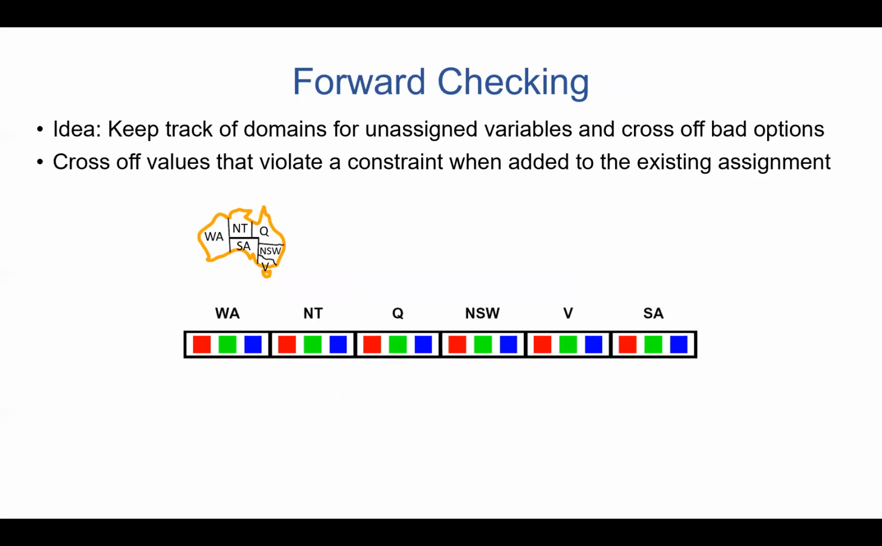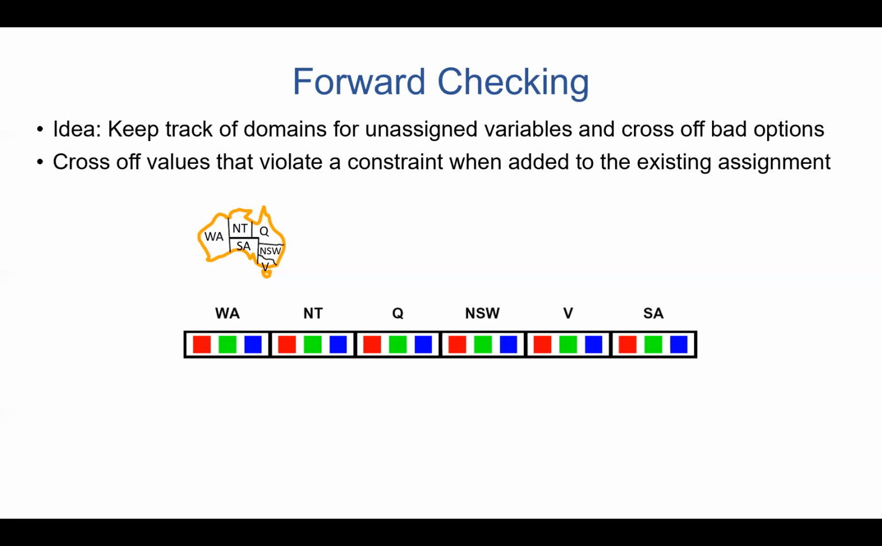One way to improve backtracking is forward checking. Look at the next step. Look at the next future step and see what the idea is. Keep track of domains for unassigned variables and cross off bad options. Now you might be wondering, what does cross off bad option mean? Look at the second line. Cross off the values that violate a constraint when added to the existing assignment.